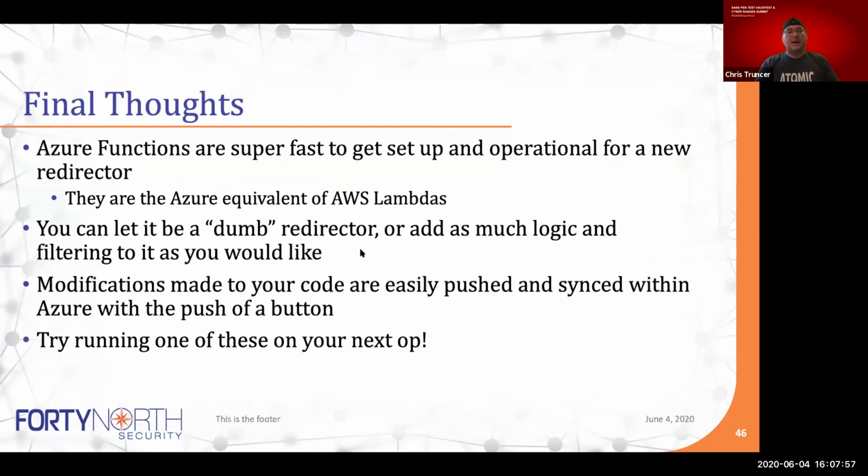So final thoughts. I think I kept you guys a little late, so I apologize. I'm going to try to wrap this up. Azure Functions are a super fast way to get set up and operational for a new redirector. Again, they're the equivalent of AWS Lambdas, but you can do a lot with it. It can be a dumb redirector, which is largely what we just had it do, or you can add a lot of logic into it and have it filter incoming requests. Make sure it only matches specific conditions that you want before it forwards onto your team server. Otherwise, just forward it on to Google or someplace else.